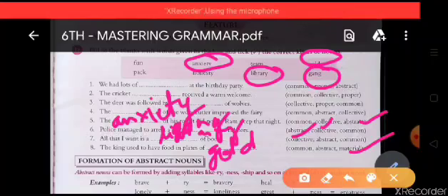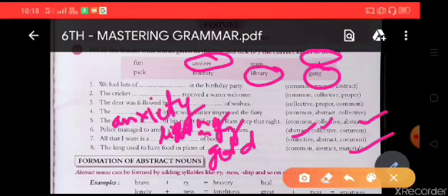So in the first: "We had lots of fun at the birthday party." Fun is an abstract noun. "The cricket team received a warm welcome." Team is a collective noun. "The deer was followed by a pack of wolves." Pack of wolves is a collective noun. "The honesty of the woodcutter impressed the fairy." Honesty is here the abstract noun.